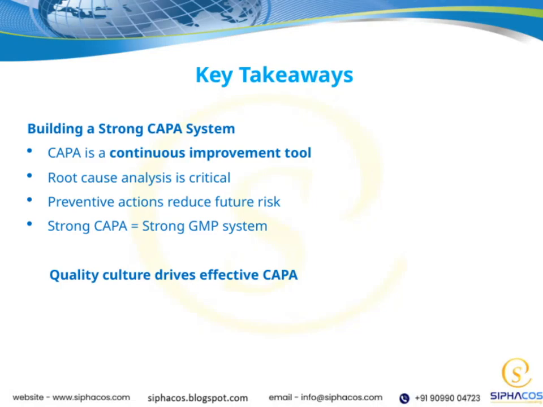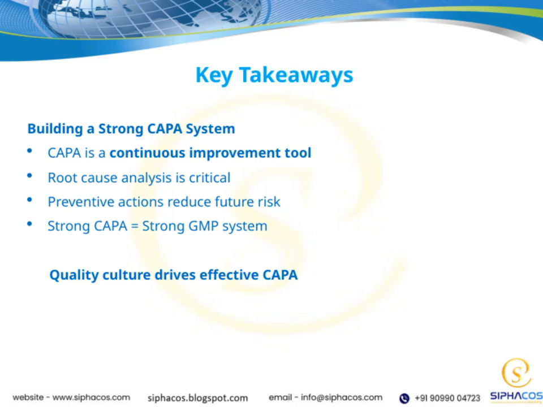Building a strong CAPA system is essential for maintaining high-quality standards in our operations. Remember, CAPA is not a one-time fix. It's a continuous improvement tool that helps us identify and address issues as they arise. At the heart of effective CAPA is root cause analysis. By thoroughly understanding the underlying causes of problems, we can develop targeted solutions that prevent recurrence. Preventive actions are equally important because they help us reduce future risks before they become bigger issues.